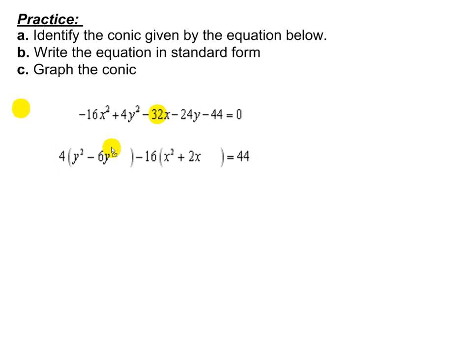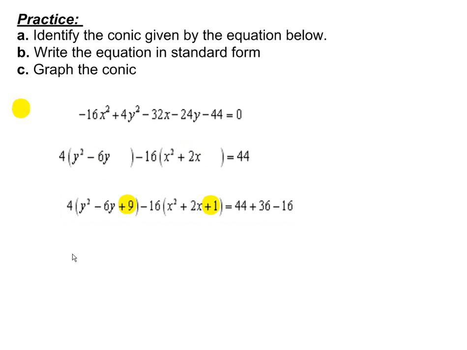Next step is to complete the square. If you all recall, completing the square means to take half of those middle terms and square it. So half of this middle term, half of negative 6 is negative 3, and negative 3 squared is positive 9. Over here we'll have half of positive 2, which is positive 1, and positive 1 squared is positive 1. Now notice what we did. We added on a 9, we added on a 1.